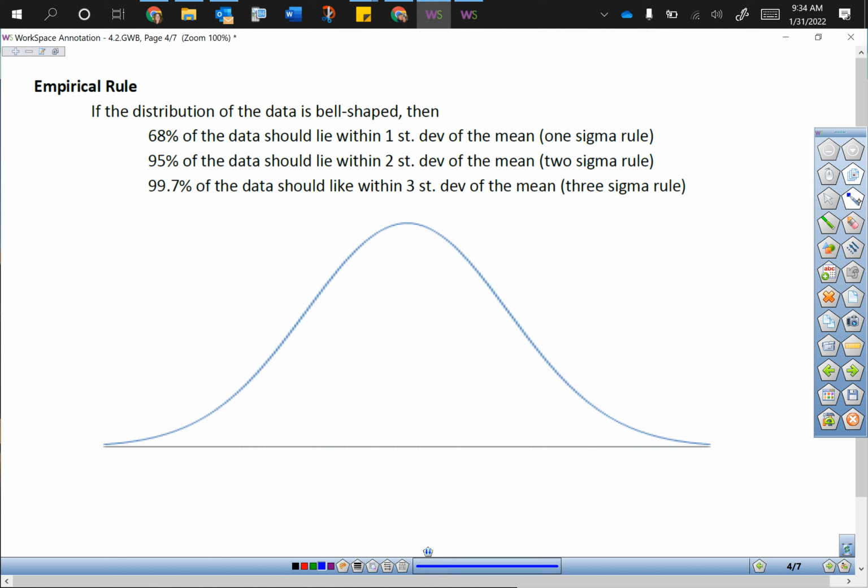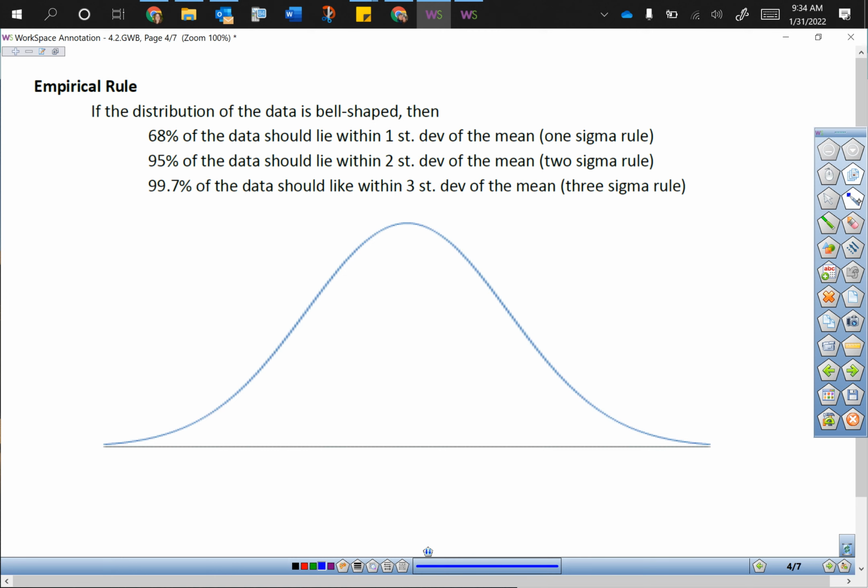Now, the next thing we're going to talk about is the empirical rule. You guys have seen this before. If the distribution of the data is bell-shaped, okay? So if you make a bar chart, a table, a histogram, whatever, of your data, and it comes back looking bell-shaped. Now, you guys know that sometimes it's not perfect, but it's pretty close to being bell-shaped, which means it's higher in the middle, and then it gets smaller off to the sides. That means it's going to follow the empirical rule.